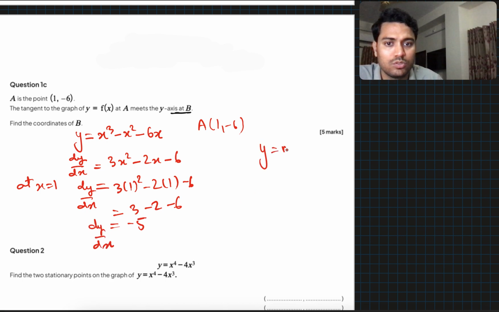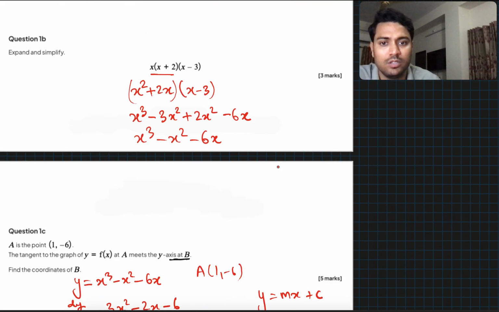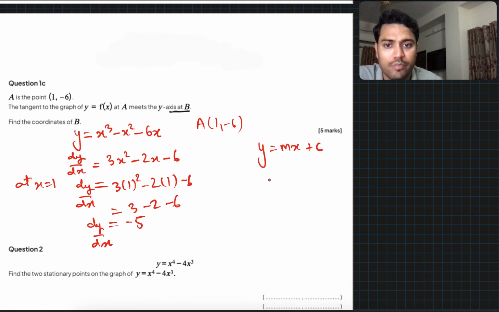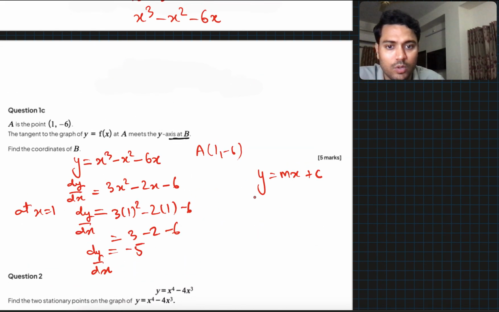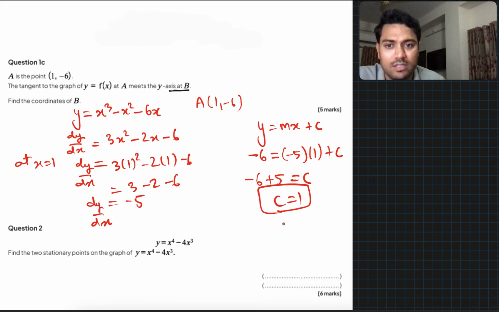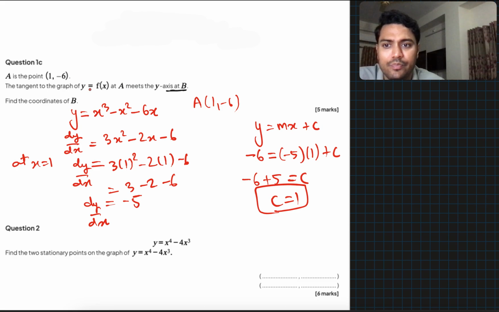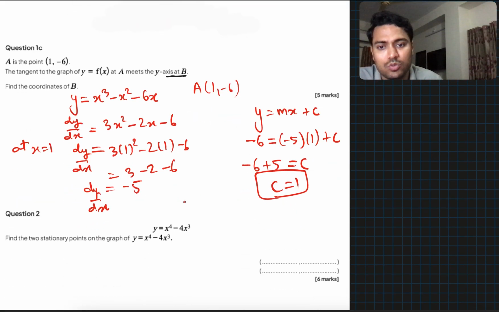We know that y equals mx plus c. At point B, y is unknown, but x is 0. Let's find c then. So minus 6 equals m, that is negative 5, times x, that is 1, plus c. Let's find the y-intercept. So minus 6 plus 5 equals c, c equals negative 1. So y-intercept is negative 1, and we had to find the coordinate of B. So the coordinate of B is 0 comma y, that is our y-intercept. So coordinate of B is 0 comma negative 1.